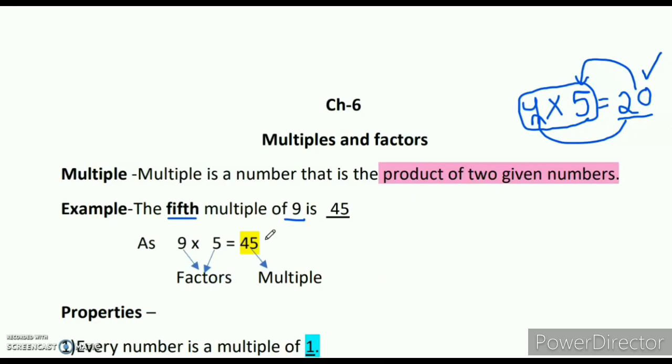Or we can say 5 multiplied by 9 is 45, or 9 multiplied by 5 is also 45. So what is this? 9 and 5, we can say altogether, these two are the factors. This factors concept we will be learning after this. So we got, after multiplying, 45. So what do we say? 45 is the multiple of 9, or we can say 45 is also a multiple of 5.